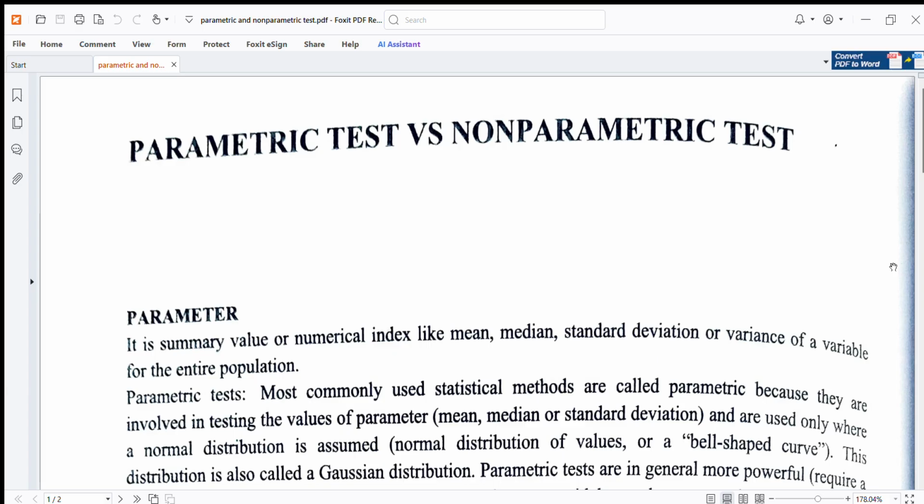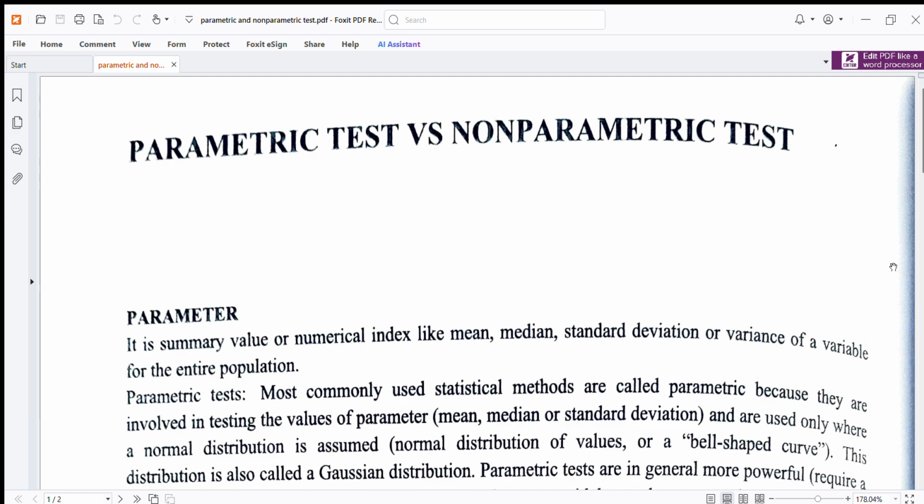Good morning, friends. We are going to learn statistics, the parametric test versus non-parametric test. It is a very simple theoretical explanation. We have to memorize this, and we can easily score marks in competitive examinations, which simply ask to identify the parametric and non-parametric test.